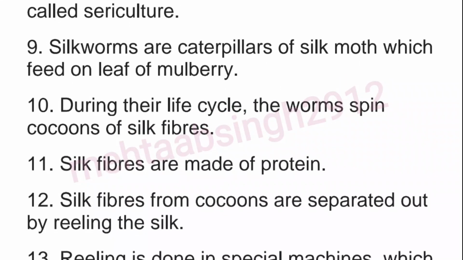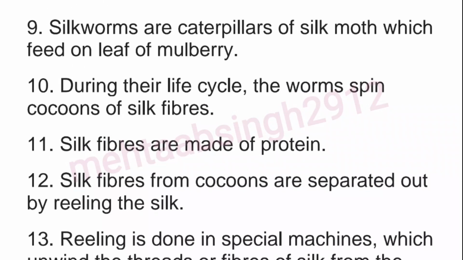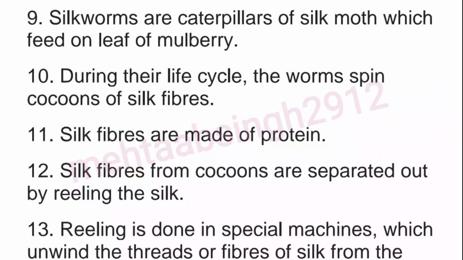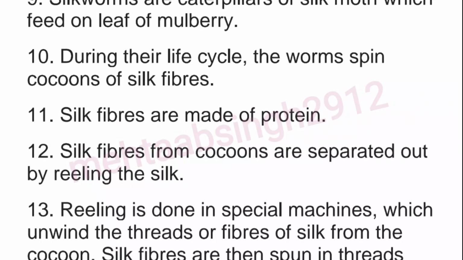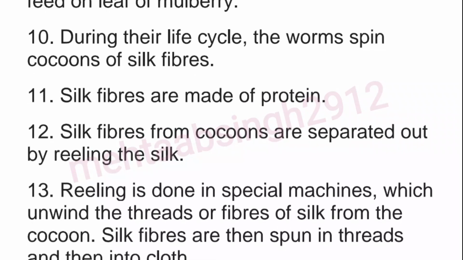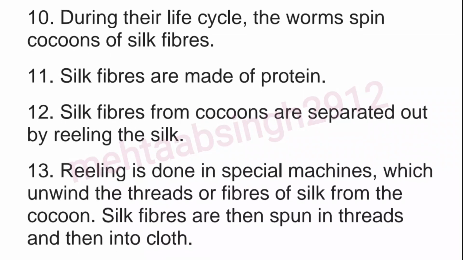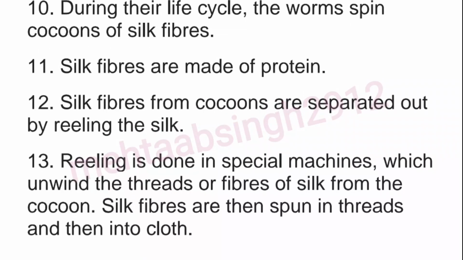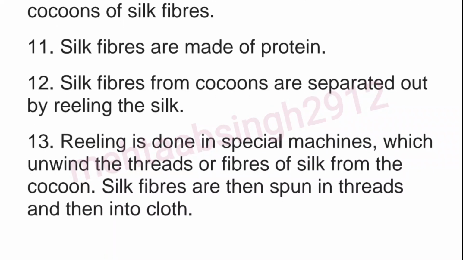Twelfth, silk fibers from the cocoon are separated out by reeling the silk. Thirteenth, reeling is done in special machines which unwind the threads or fibers of silk from the cocoon. Silk fibers are then spun into threads and then into cloth.